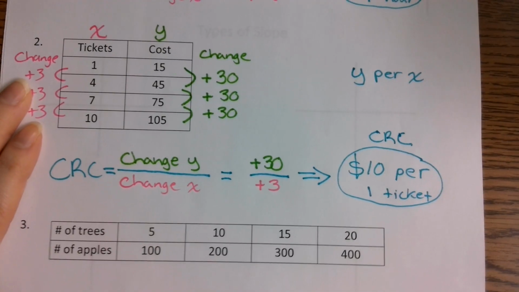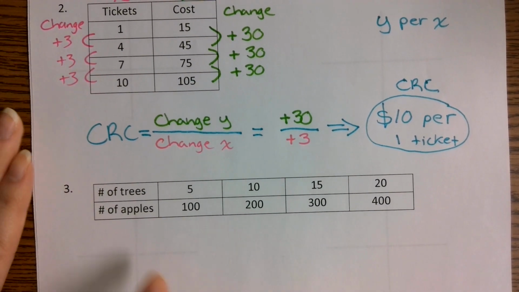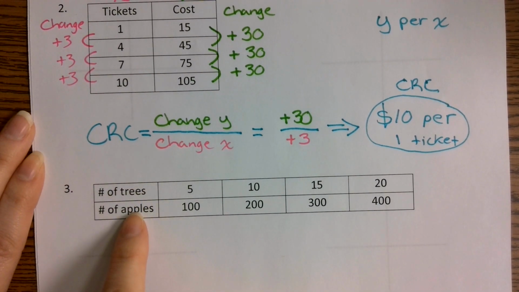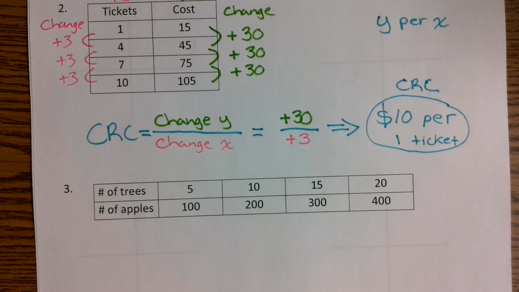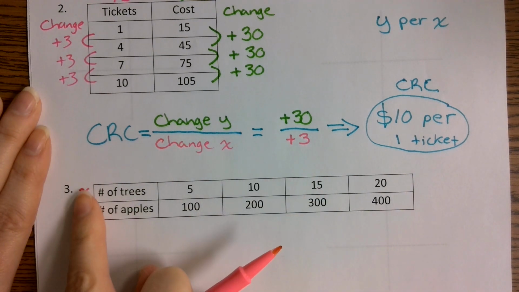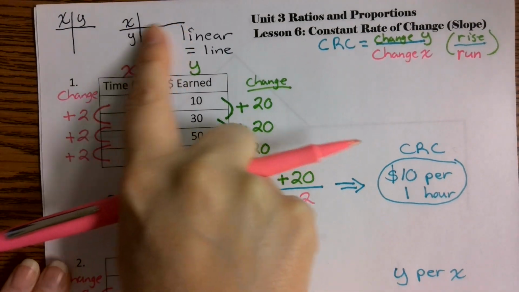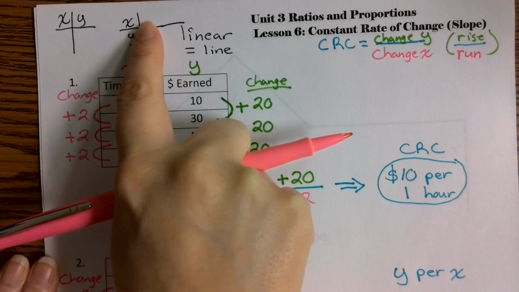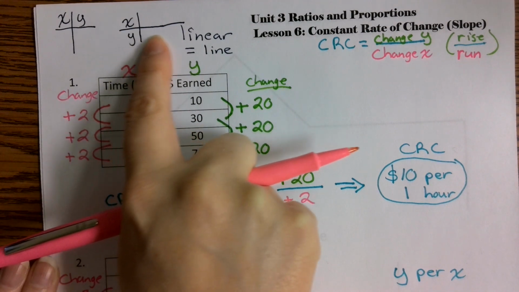But before we do that, who can raise their hand and tell me which one of these is going to be the X value? Is it the number of trees or the number of apples? George? Number of trees. Very good. Number of trees is our X value because, again, our horizontal tables are written with the X on the top and the Y on the bottom.